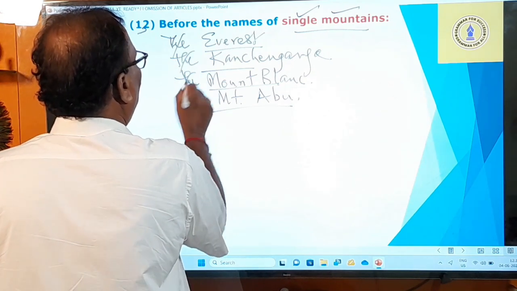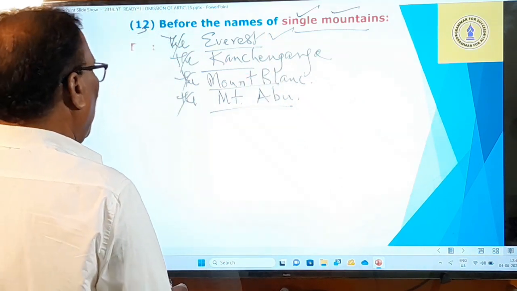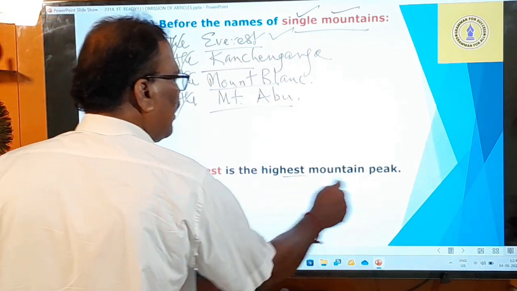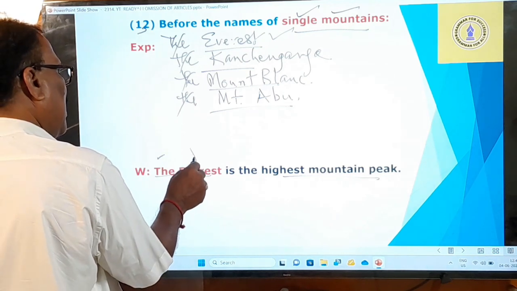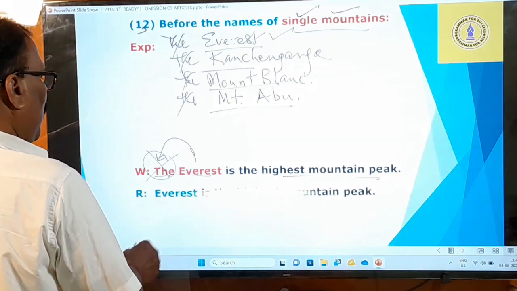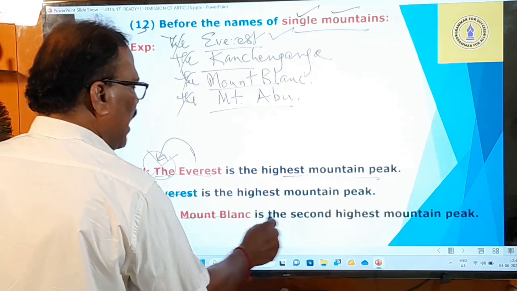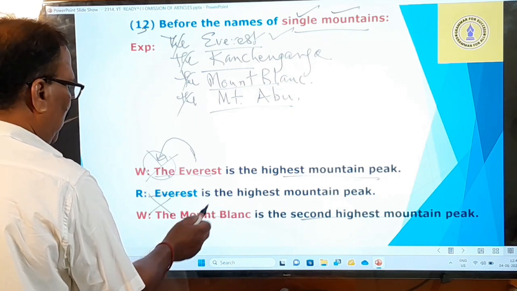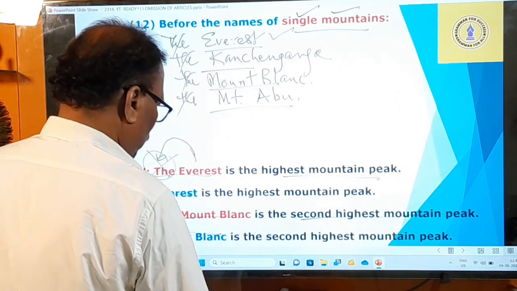Okay. In the examination, they give you an article, and especially with this, you must be very careful. Several times questions are given on this Everest. The Everest is the highest mountain peak. People say the Everest. No, it is the name of a single mountain. Therefore, you should not use any article. You should say Everest is the highest mountain peak. And one more last example. The Mount Blanc is the second highest mountain peak. This is also a single mountain. Therefore, you should not use any article before that. So, you have to simply say Mount Blanc.